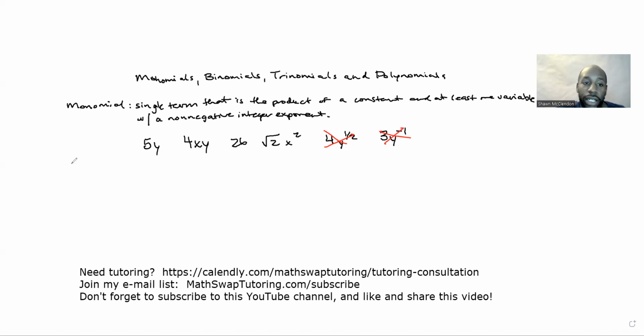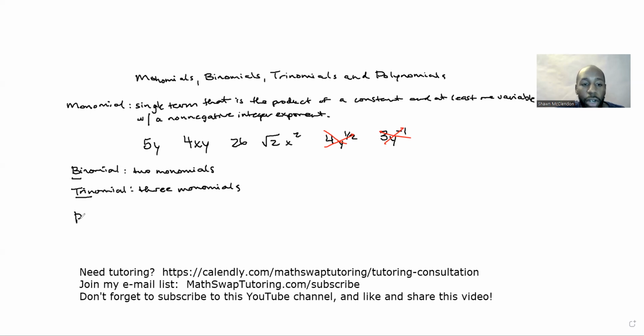And this is going to be pretty easy. A binomial, if you remember how these prefixes work, bi means two. So all a binomial is, is two monomials. What about a trinomial? A trinomial is three monomials.